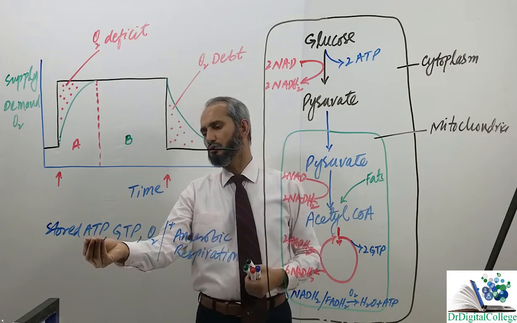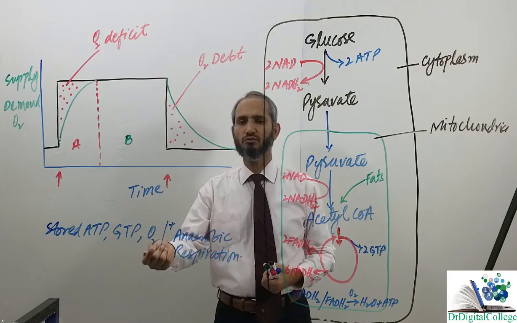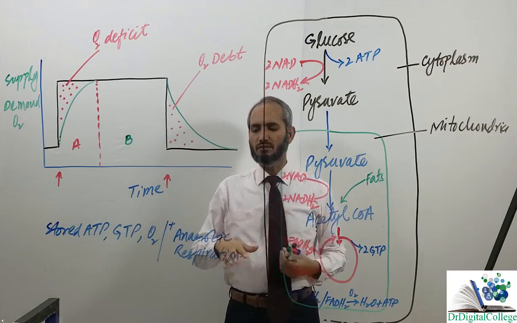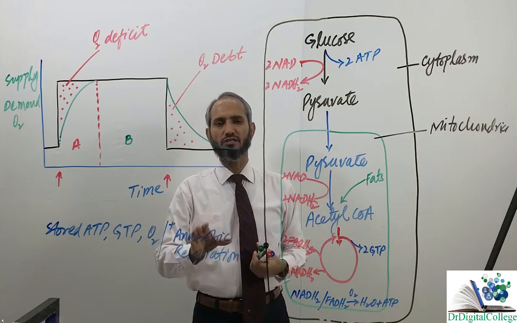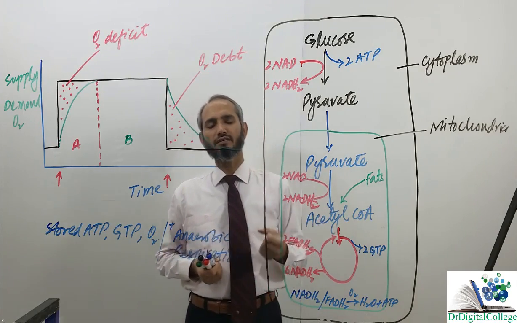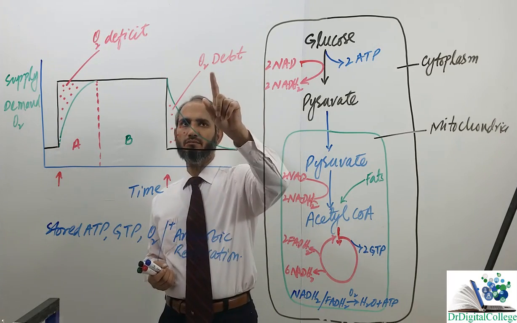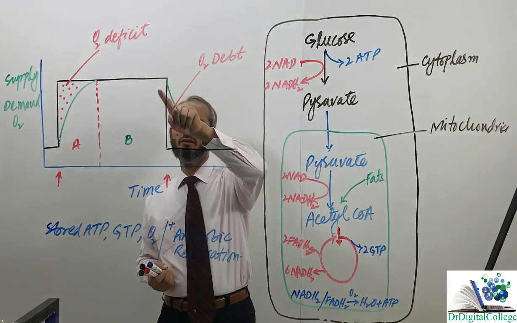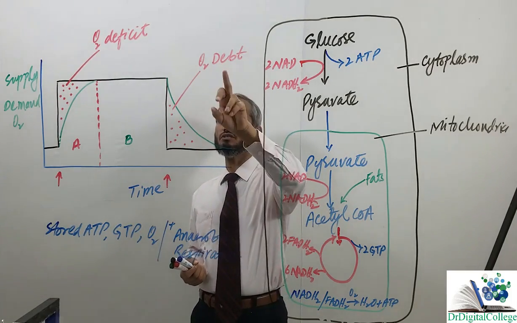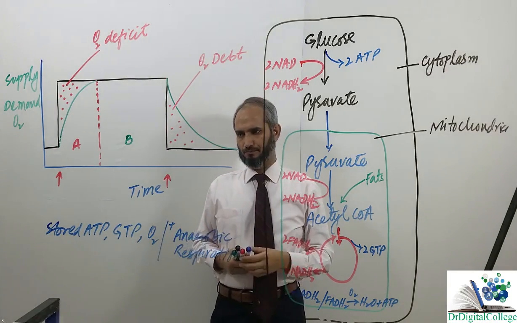We have to restore our stored form of ATP, we have to restore GTP, we have to restore the oxygen, stored oxygen within our myoglobin. Similarly, during anaerobic respiration, some stress metabolites are produced like lactic acid, and that lactic acid is to be oxidized. For that purpose, there is some extra oxygen supplied even after the end of exercise, and that is called oxygen debit. This oxygen debit is basically to repay oxygen deficit.